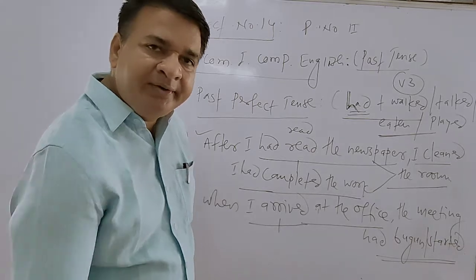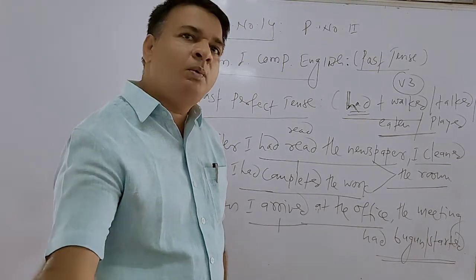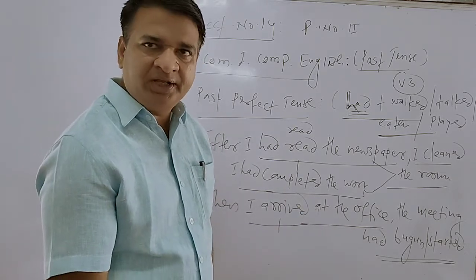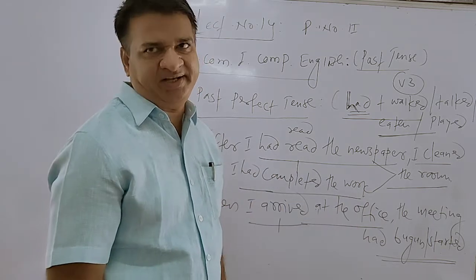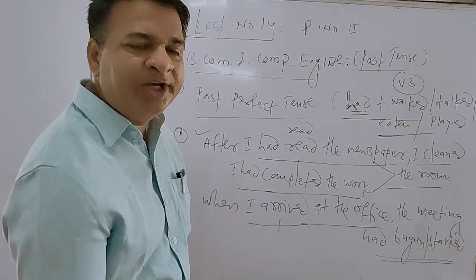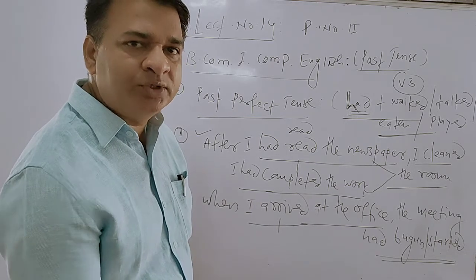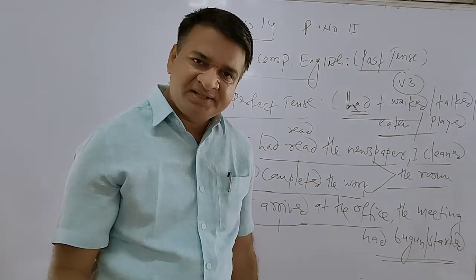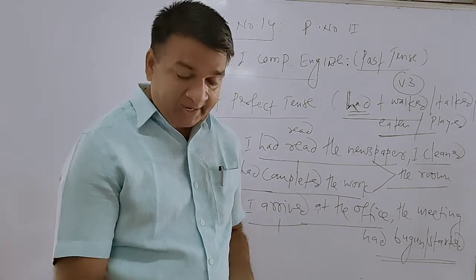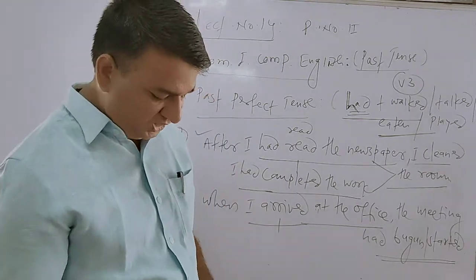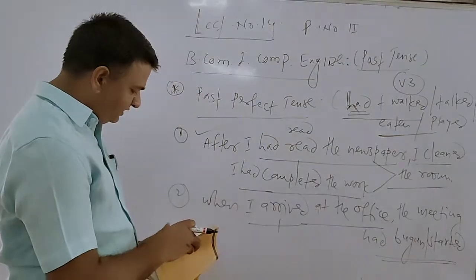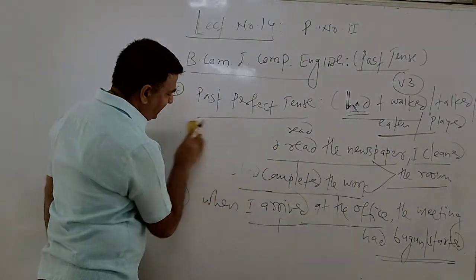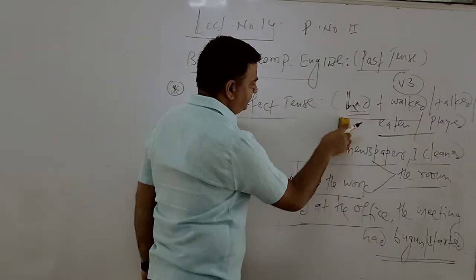मीटिंग हैड ऑलरेडी स्टार्टेड व्हेन ही रीच्ड द ऑफिस. वो ऑफिस पहुंचा था उसके पहले मीटिंग शुरू हो गई थी. मीन्स द मीटिंग हैड ऑलरेडी स्टार्टेड. मीटिंग हैड ऑलरेडी बिगन बिफोर यू अराइव्ड, बिफोर यू रीच्ड द ऑफिस. मीन्स सिंपल पास्ट टेंस and past perfect tense, this way both are attached, correlated with each other. Again I will give you some examples of this type, then you will get a clear idea of sentences of this type.